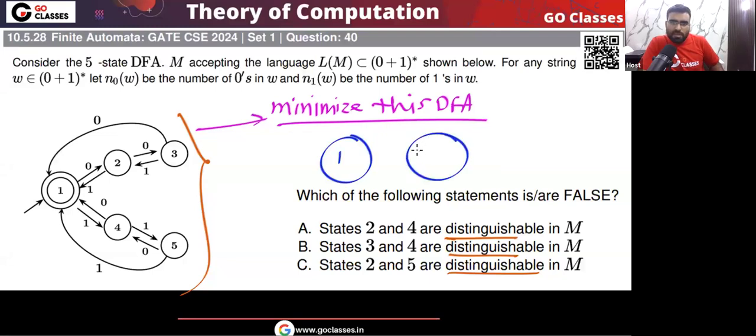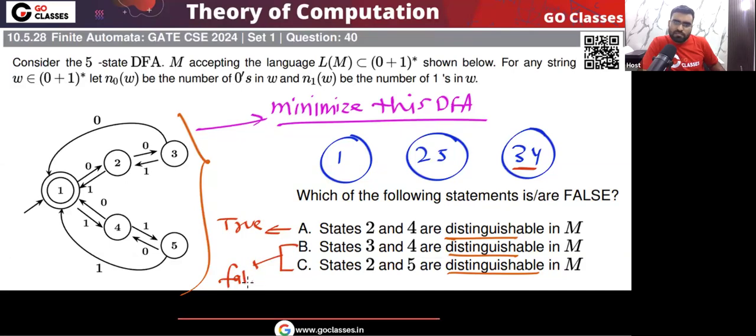When you minimize this DFA, state 1 will be there, state 2 5 will merge, and state 3 4 will merge. Now you can easily see which are equivalent, and that 2 and 4 are distinguishable. This statement is true, and these two statements are false. The question is asking for the false statement, so definitely B is false and C is false. B will be the answer, C will be the answer. Very simple, I hope you understood.